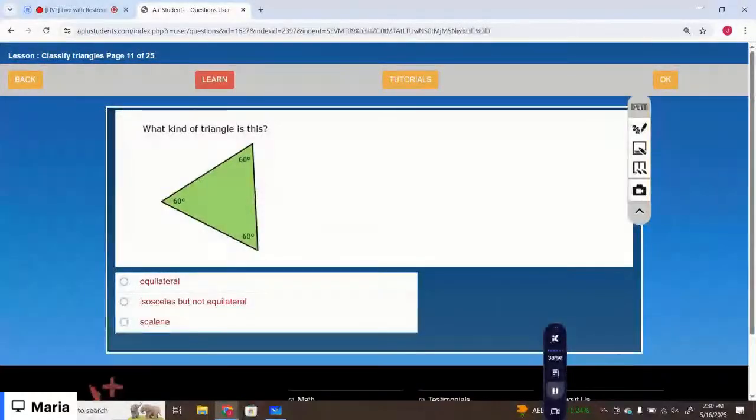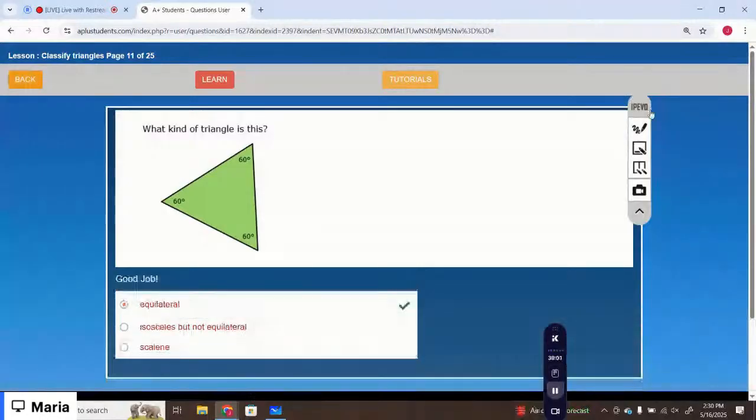What kind of triangle is this? That is an equilateral triangle because all the angles have the same measurement. Okay, you can complete the lesson by yourself today. Let me just move on to the next lesson.